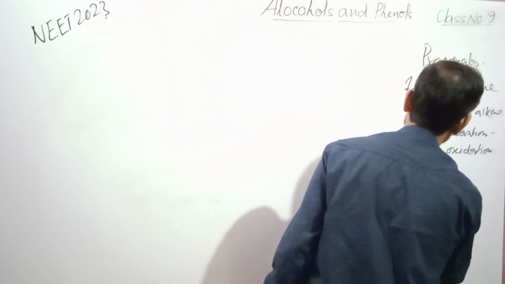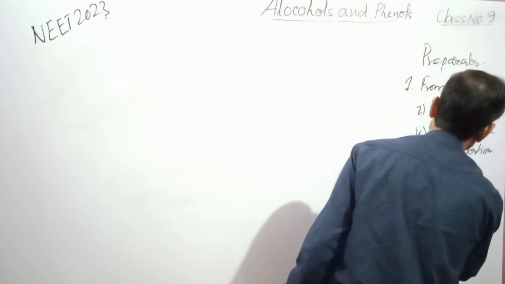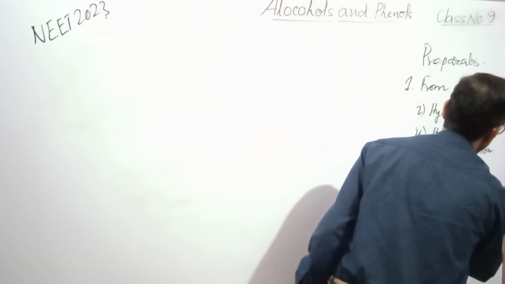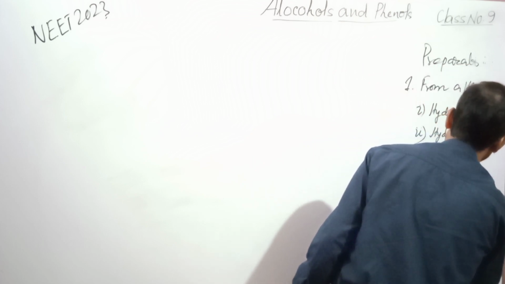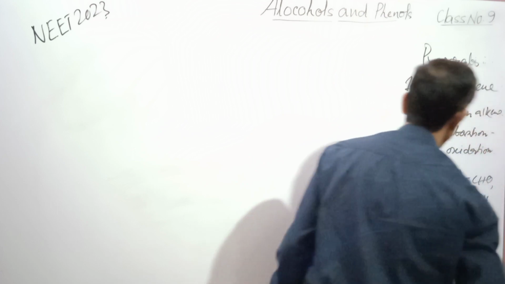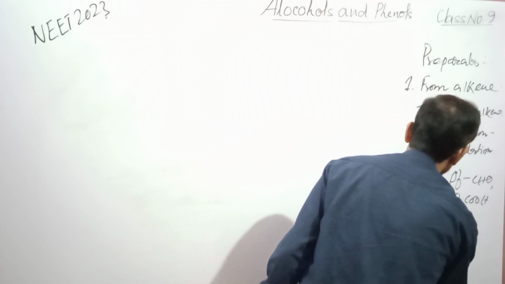And the second one is reduction of aldehyde, ketone, carboxylic acid, and the third one, the last one, is from Grignard reagent.